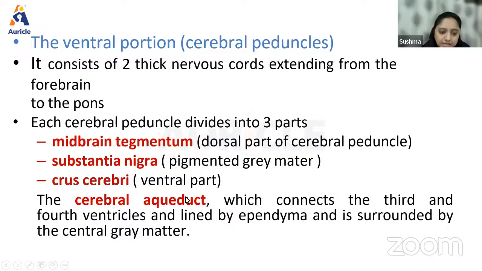dorsal part, crus cerebri in the ventral part, and substantia nigra, which is a pigmented gray matter. I hope what happens when there is a degeneration of substantia nigra is a question to you. Question number 3. Substantia nigra is a part of which part of brain? Number 2. When the neurons in the substantia nigra degenerate, what happens? These 2 questions you will answer me in the next class. Then in the aqueduct of Sylvius that connects the 3rd and the 4th ventricles, they are of course lined by the ependymal cells and surrounded by the central gray matter.